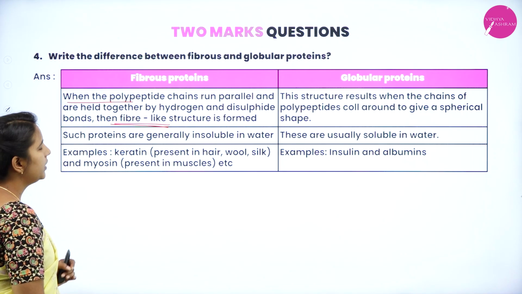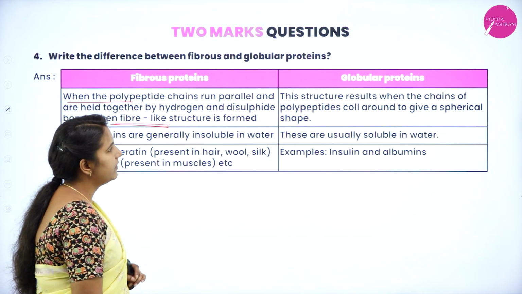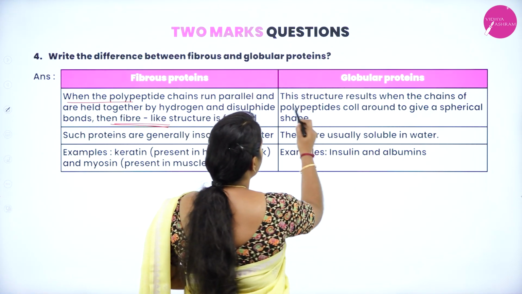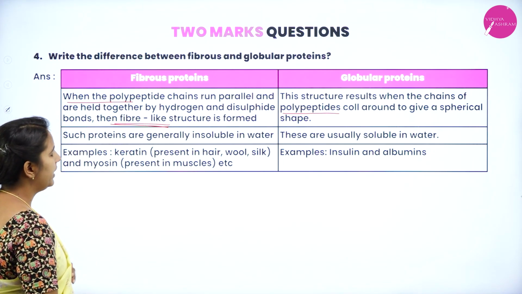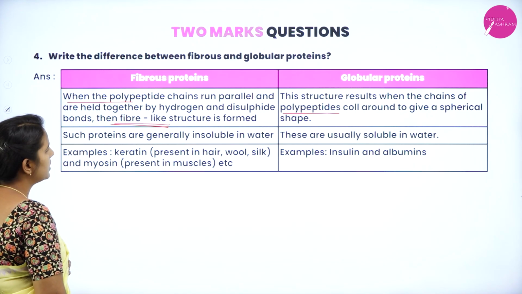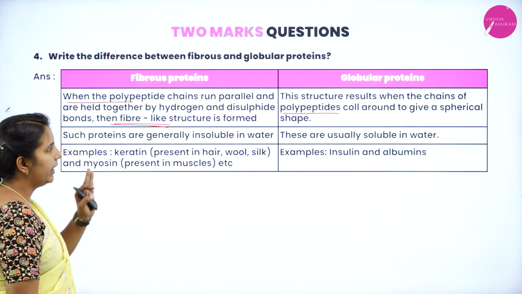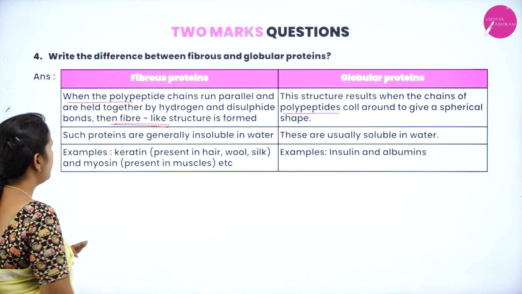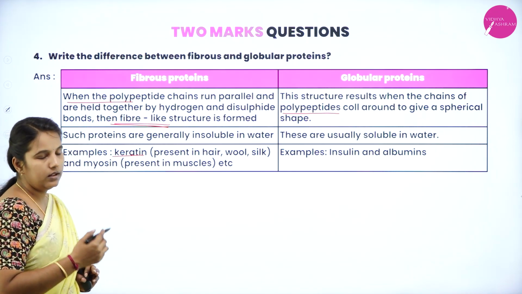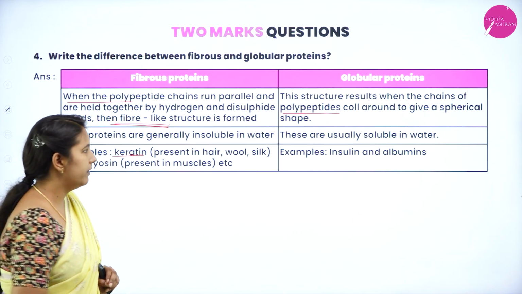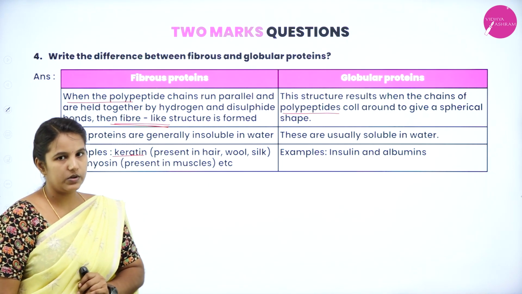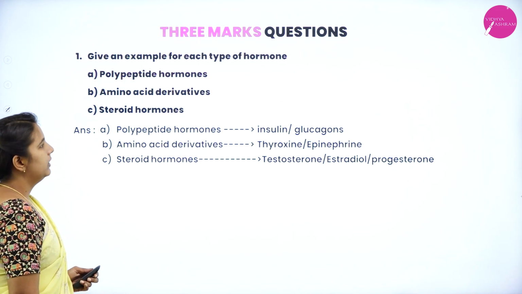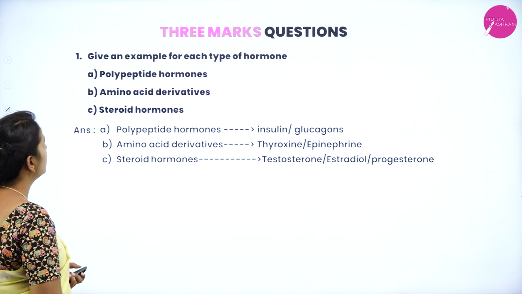Coming to the globular protein, the structure results when the chains of polypeptides are coiled to form a spherical shape. Such proteins are generally soluble in water, whereas fibrous proteins are insoluble in water. Examples: keratin, the protein present in our hair, and insulin and albumin, which are proteins present in our blood.